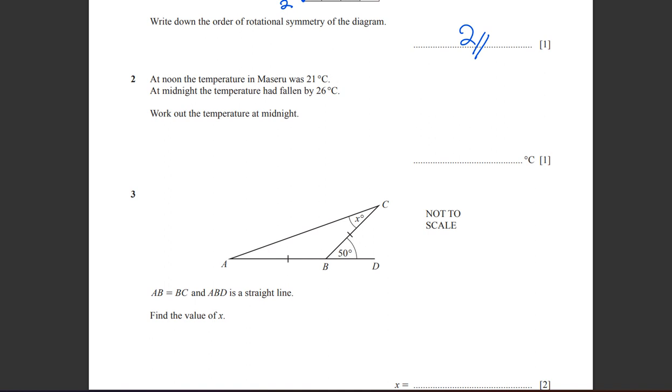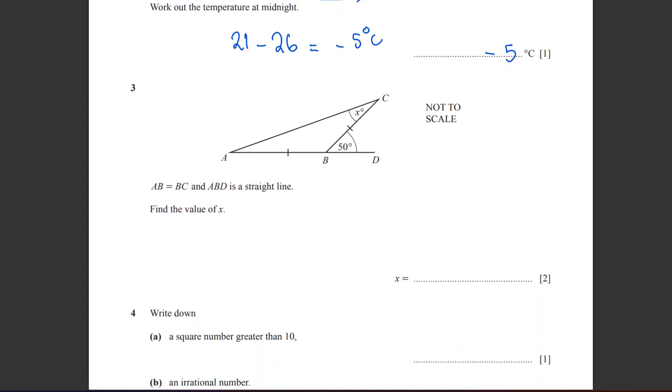Question number 2. At noon, the temperature in Mazero was 21 Celsius. And at midnight, the temperature had fallen. What is the meaning of fallen? Falling means you are going to subtract. So easily 21 minus 26 equals negative 5 degrees. So negative 5 degrees Celsius. No need to write Celsius because it's already written here.